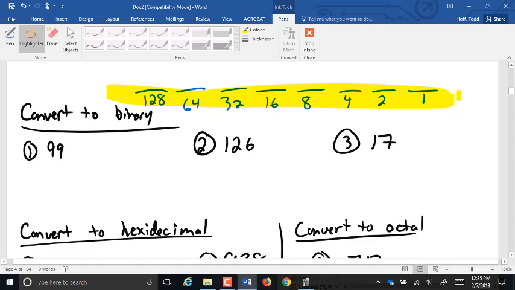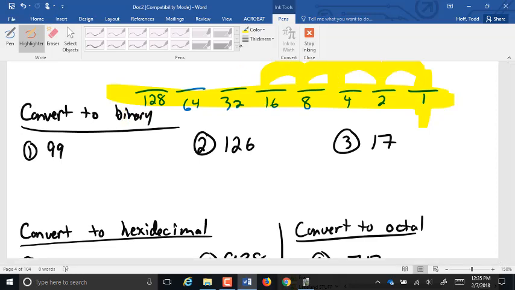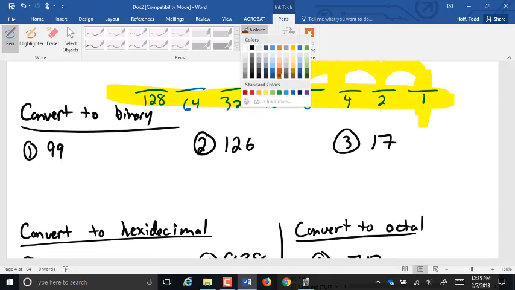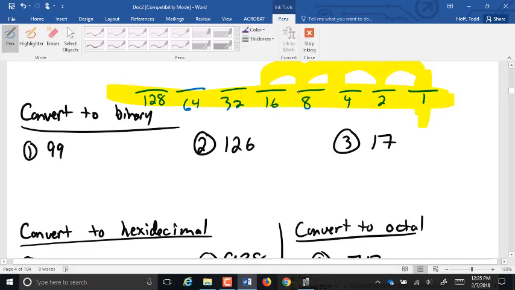You're just starting out with 1, and you always start with 1 in the first digit. Since this is binary, it's base 2, so you multiply by 2 every step you go to the left. Now, what's the largest one of those we can get out of 99? 64. So we can get a 64 out.